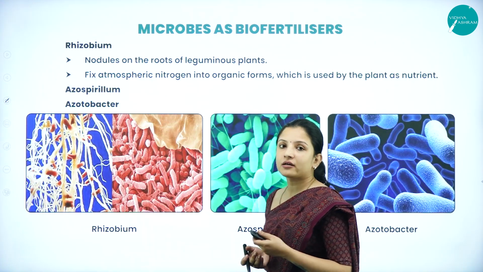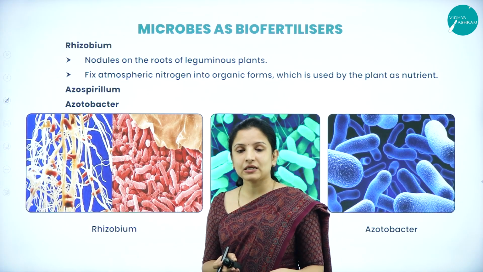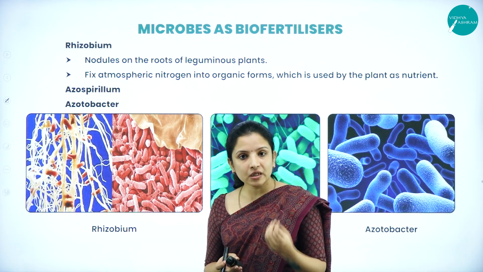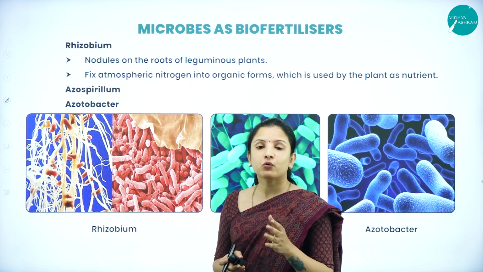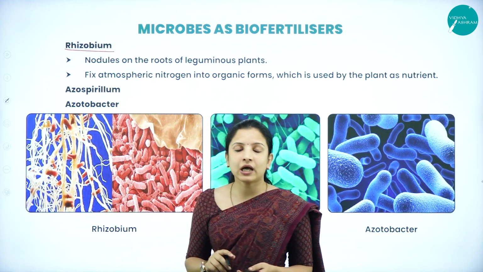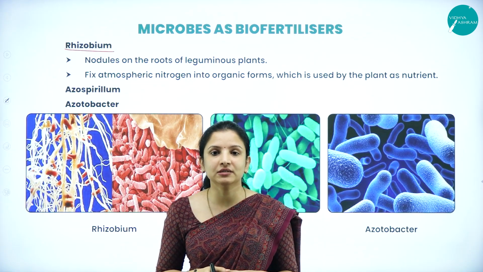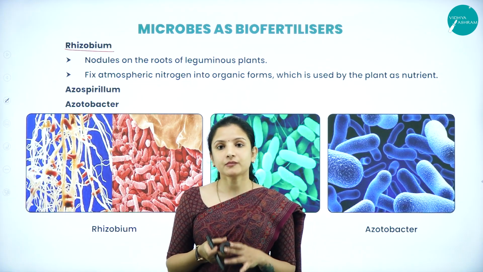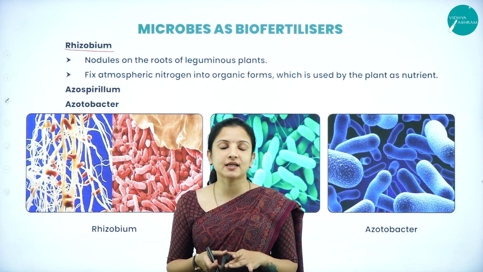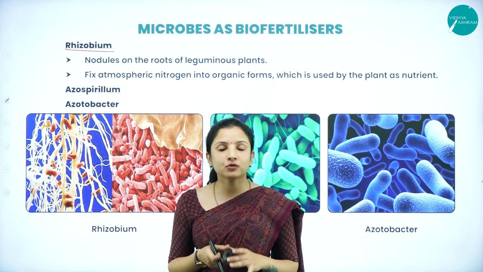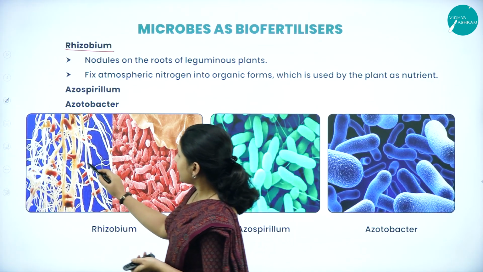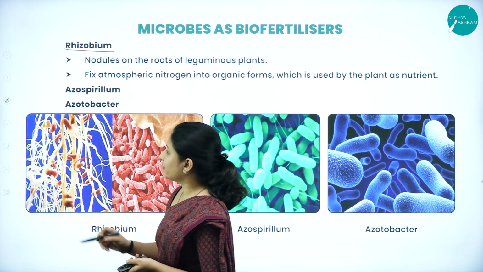And apart from that, I told you there are various bacteria which can be used as a biofertilizer. One of the best examples is the Rhizobium bacteria. We all have studied in the earlier classes that Rhizobium is a nitrogen fixing bacteria, right? It helps in fixing nitrogen in the root nodules of the leguminous plants. You can see nodule-like structures that are formed in the leguminous plants.